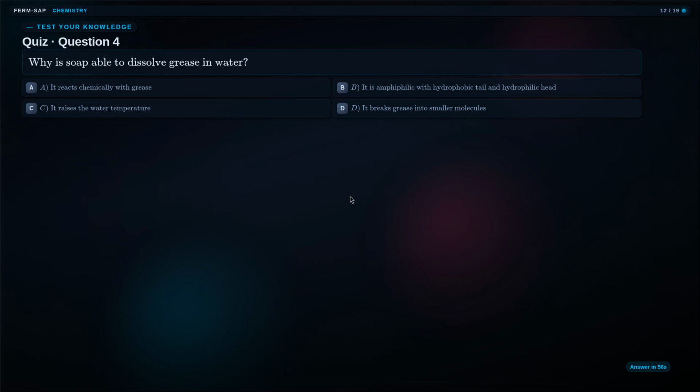Quiz question 4. Why is soap able to dissolve grease in water? Option A. It reacts chemically with grease. Option B. It is amphiphilic with a hydrophobic tail and hydrophilic head. Option C. It raises the water temperature. Option D. It breaks grease into smaller molecules. Think about the molecular structure of soap.